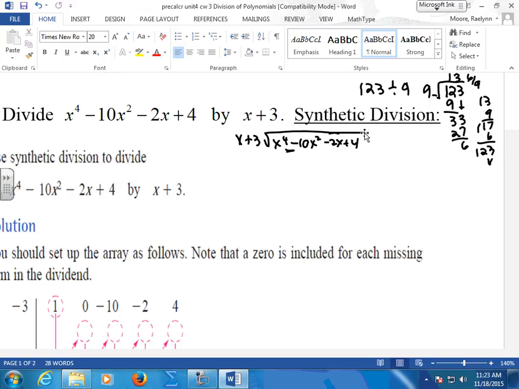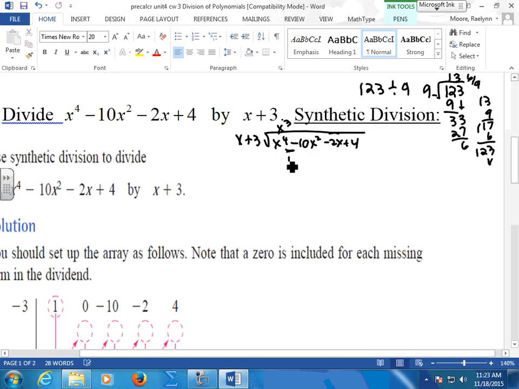Instead of doing that, because this would take us, we would have to go like this. X goes into x to the 4th, x to the 3rd times. We would have to bring this down. Plus 3x cubed plus x to the 4th. Then you got to subtract both of these guys. Then you got to bring down your next term.